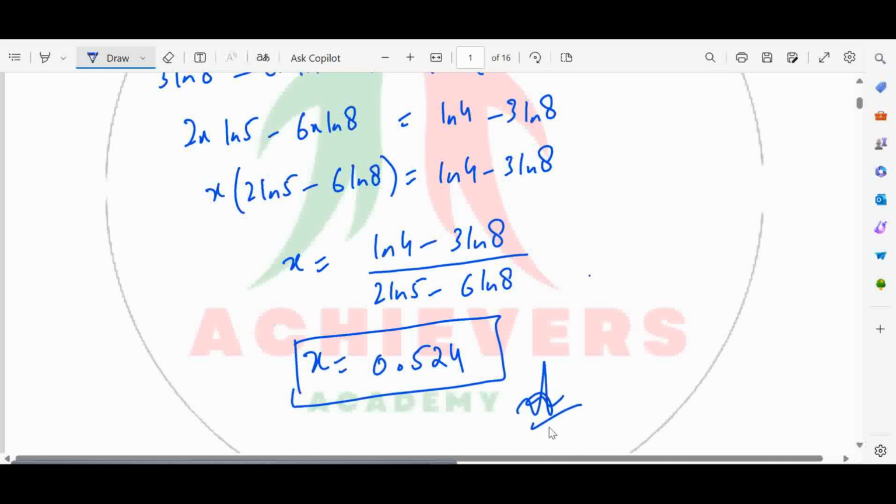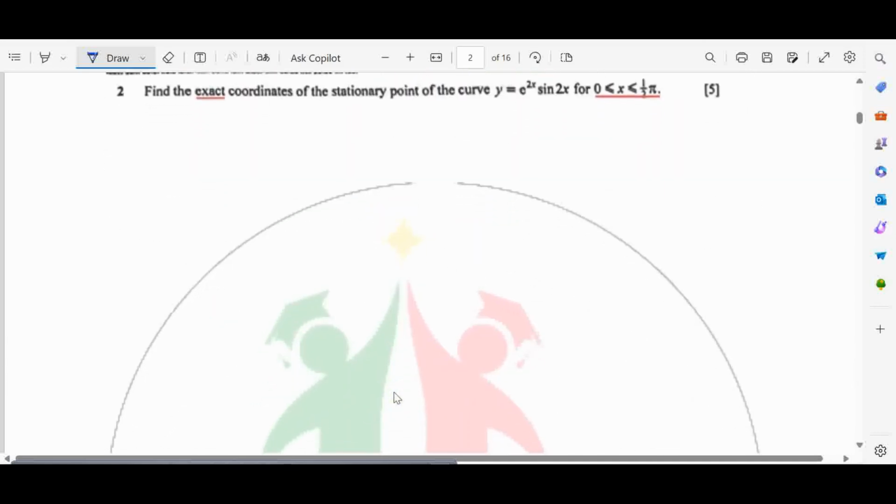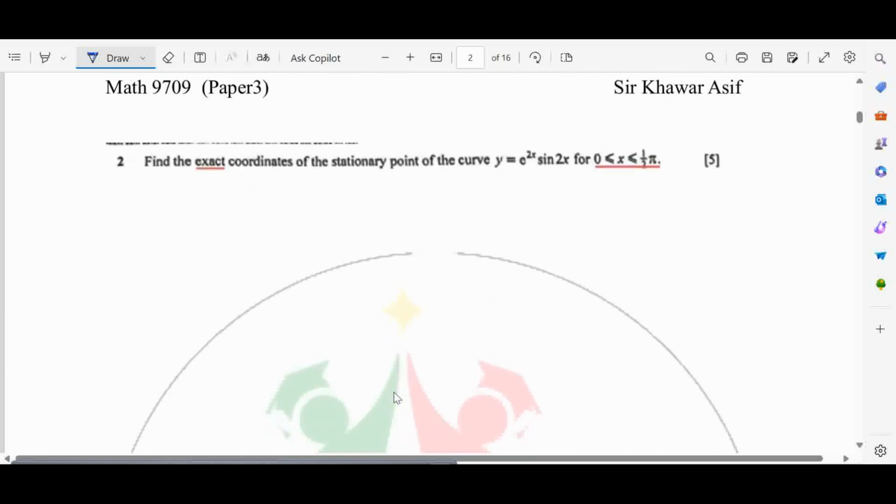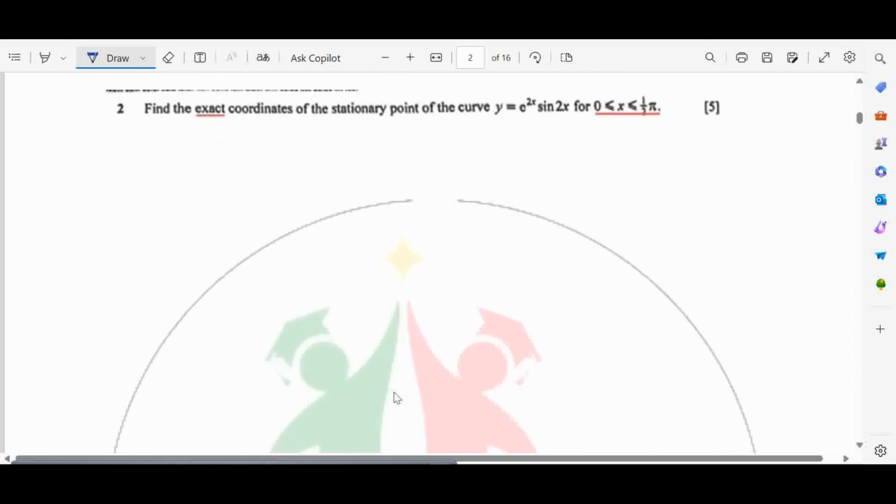Let's move to the second question, question number 2. Now find the exact coordinates of the stationary point of the curve. We know that at the stationary point, and we have to keep the range in our mind, dy by dx will be equal to 0. Now first let's find out dy by dx.